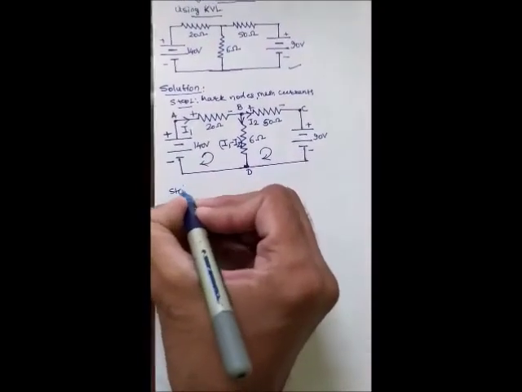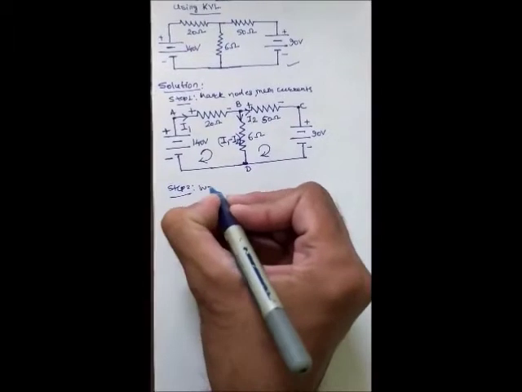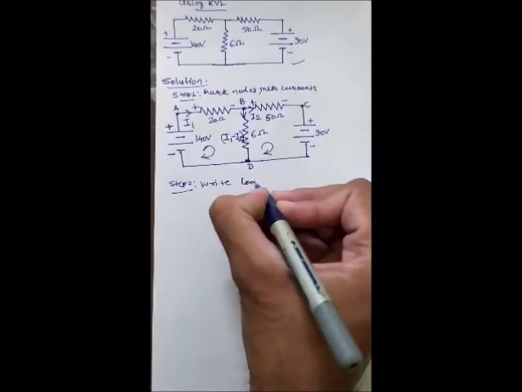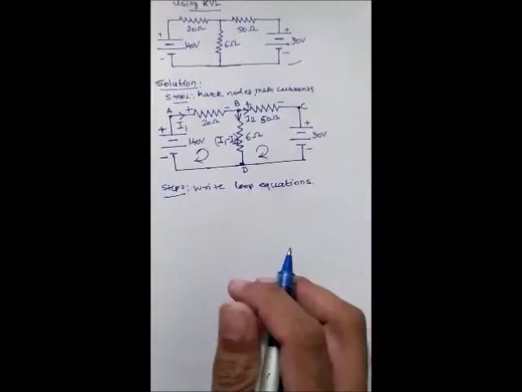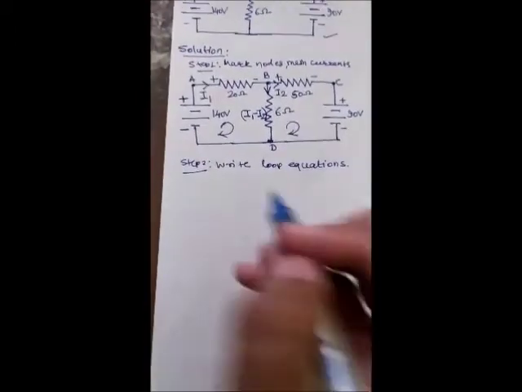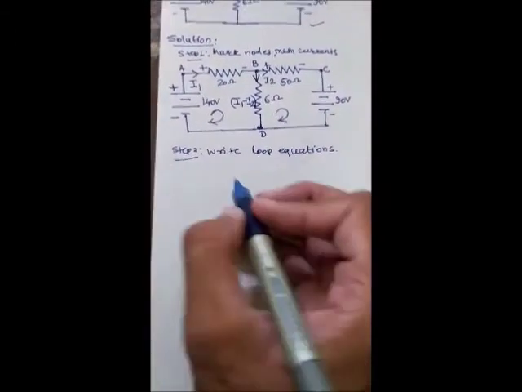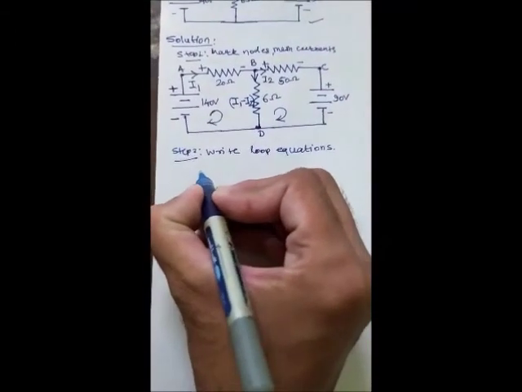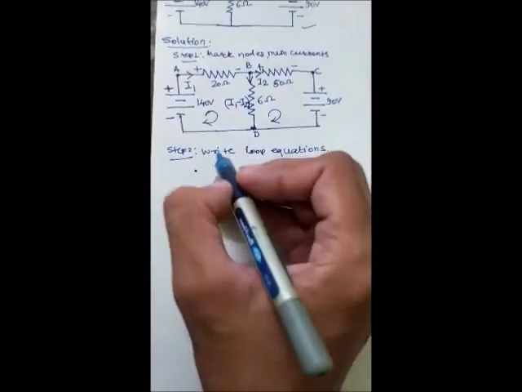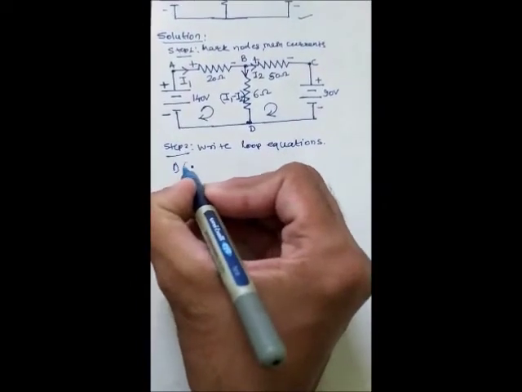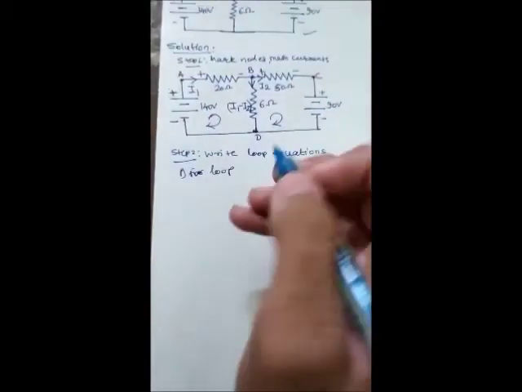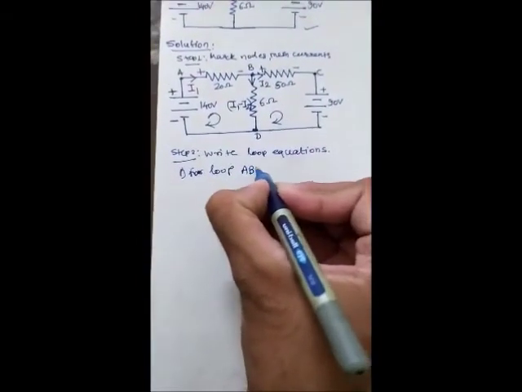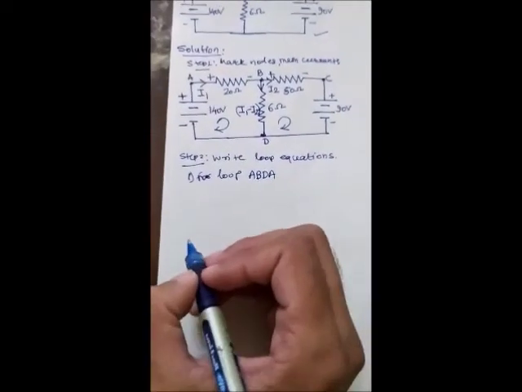Now step 2 is write loop equations. We have to write down the loop equations. So what is loop equations here? So I will take down the loop one by one. So I will take for loop ABDA. I will take it A B D A, loop A B D A.